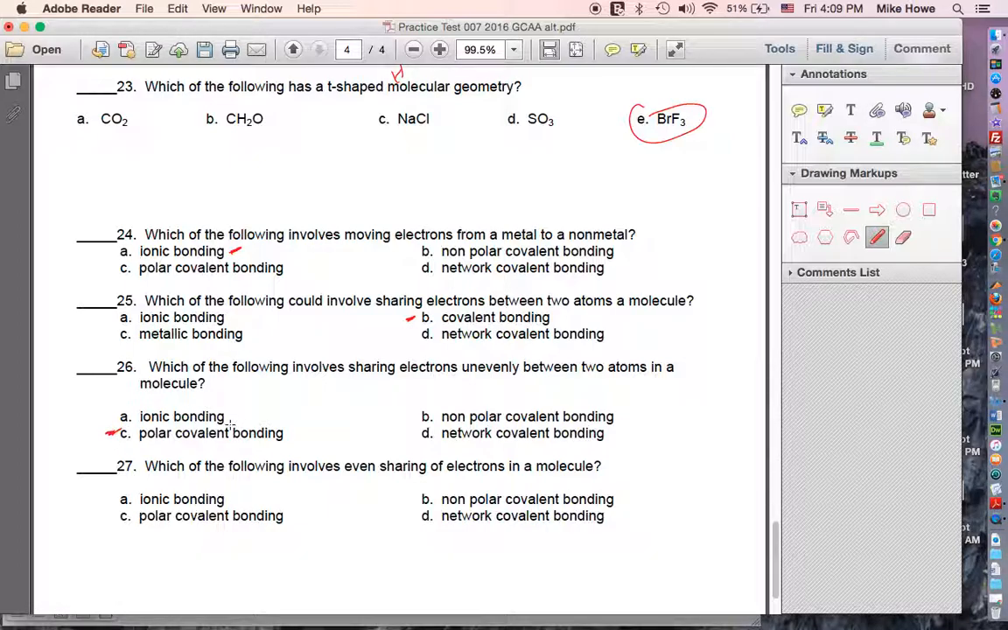And which of the following involves sharing of electrons in a molecule? Could also be nonpolar covalent bonding, or polar. Oh wait, it says even sharing. Sorry about that. That's nonpolar. So that's your only answer, nonpolar.